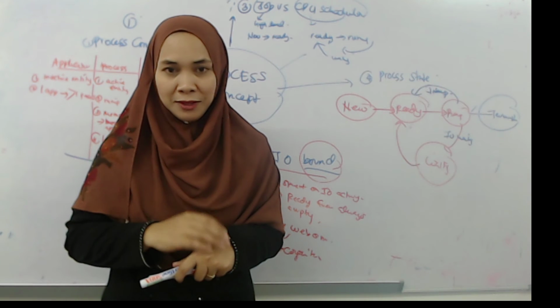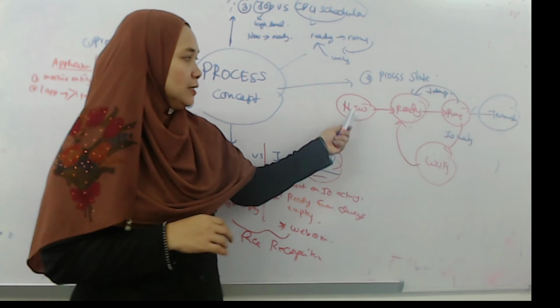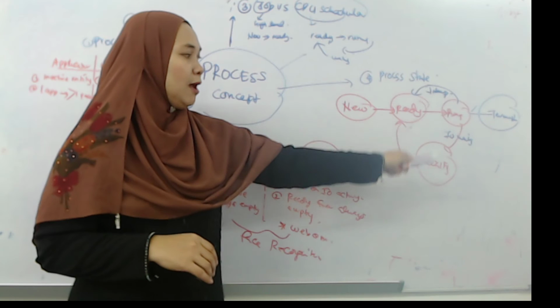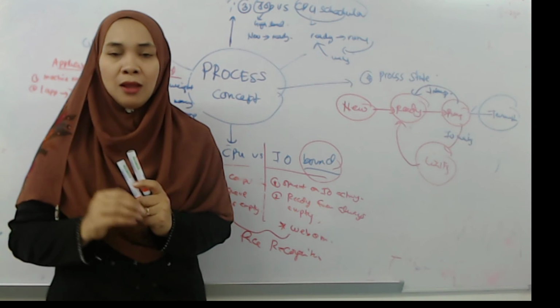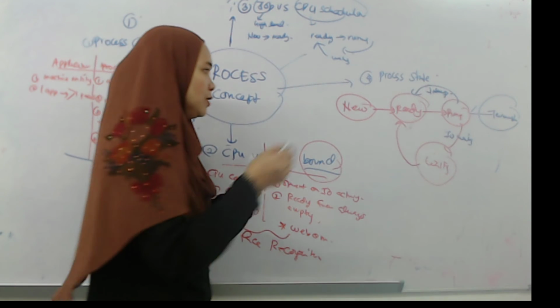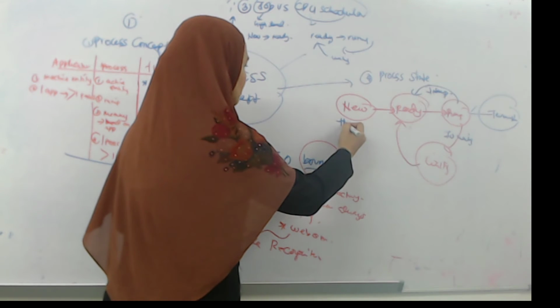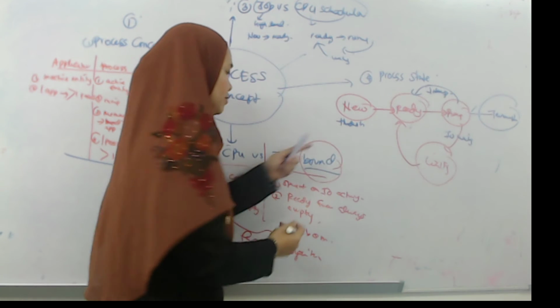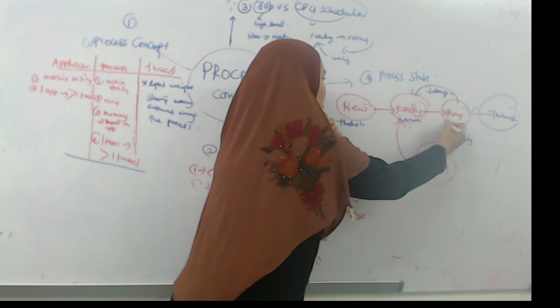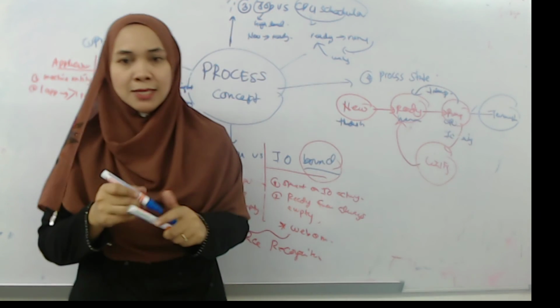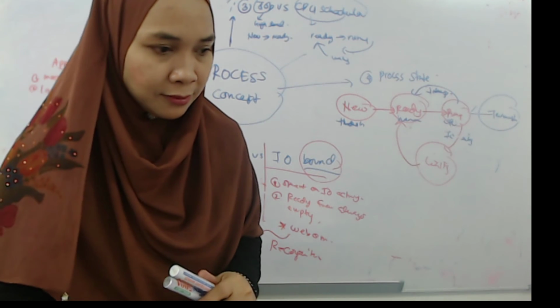We have a total of 5 process states here: new, ready, running, waiting, and terminated. Every process state has its own location. For example, a new process is in hard disk. Here is the ready queue, and ready is from memory. And here running is from the CPU. So that is the process state.